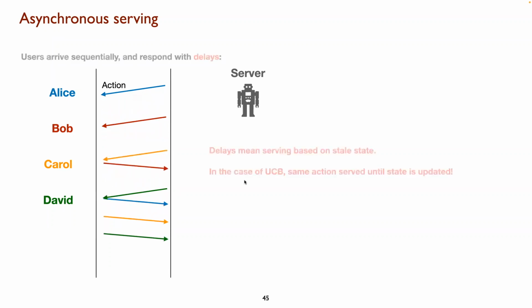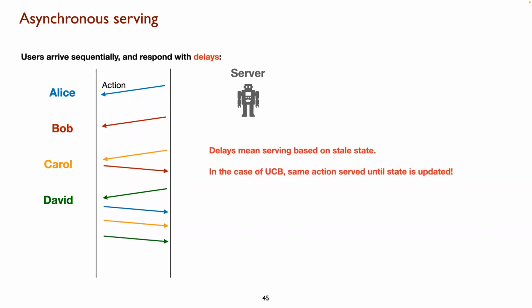In reality, people are showing up to the website one after the other, and they're not coming back with rewards. There's large delays between when people request a query and when they return the answer. If you're running an algorithm like UCB, this would be disastrous, because you haven't received the reward yet. You haven't updated the means between Alice, Bob, and Carol. So you'd send the same exact query over and over until you got the first reward back, and then you'd update and send something else.